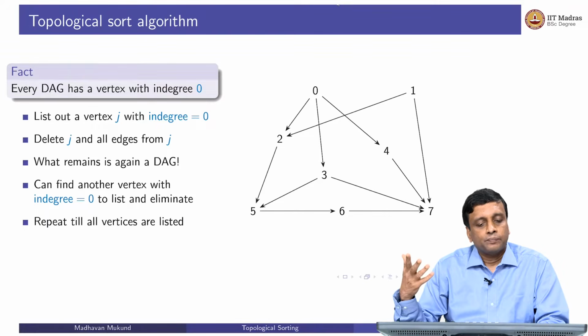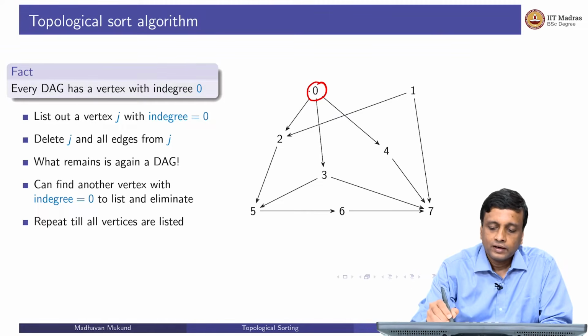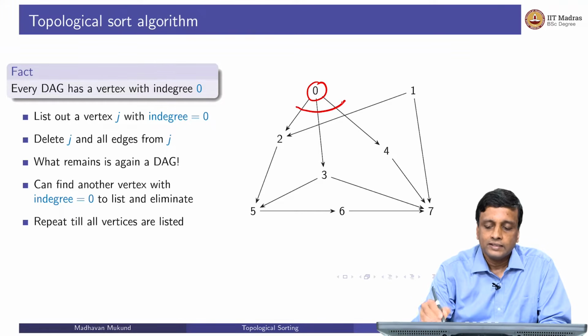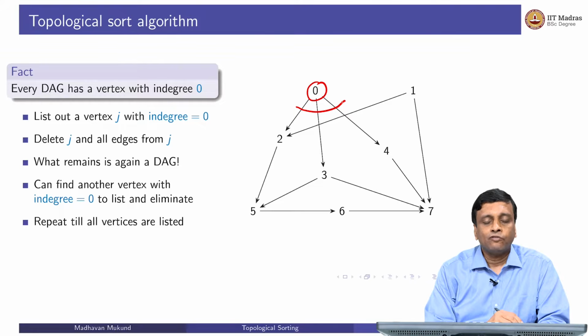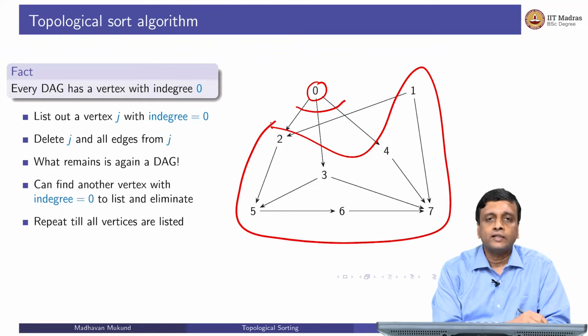So now we list it out, right? So we list out this in degree 0 vertex. Supposing we list out this one, then in principle this vertex has now been enumerated. So all the dependencies that it has have been satisfied. So we can delete these 3 edges. Now what we are left with is a smaller graph in which we have removed one vertex and all the edges which came out of that vertex. But since we had a DAG to begin with, this new graph must also be acyclic because we have only removed edges. We have not added any edges to create cycles. So it is still a directed graph, it's still acyclic. So this is again a DAG.